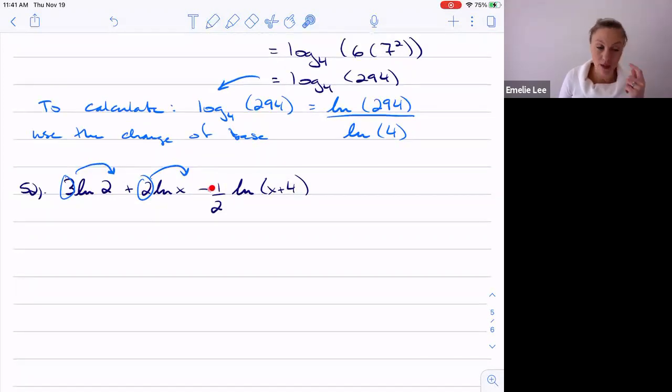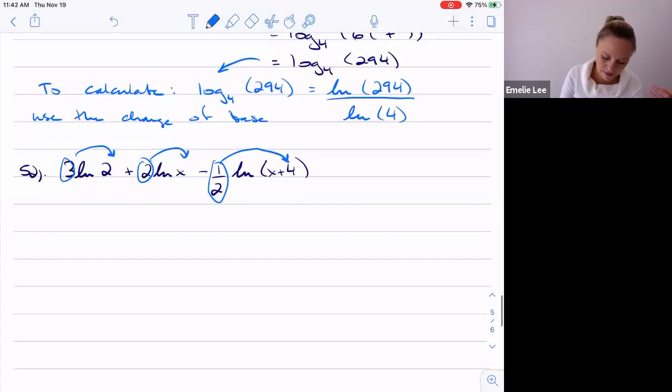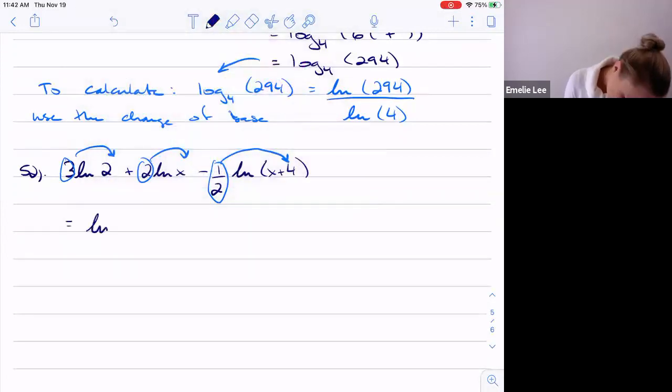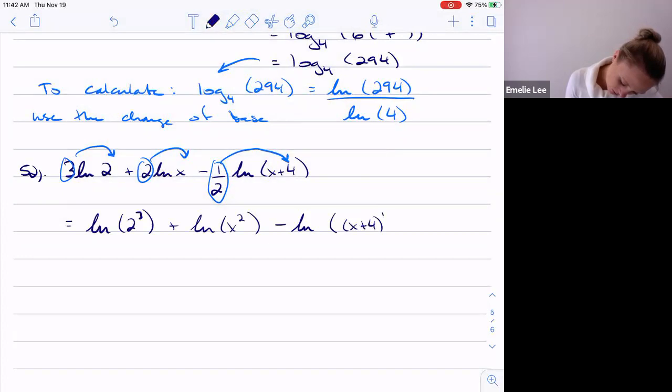I can bring the whole minus 1/2 upstairs, right? Then I have x plus 4 to the power of negative 1/2, which is 1 over the square root of x plus 4. That's one option. Or I can just bring up the 1/2 and then subtract. Notice that we get to the same point anyways. And so what I'll do is I'll just bring the 1/2 upstairs. And so this becomes the ln of 2 to the power of 3 plus the ln of x to the power of 2 minus the ln of x plus 4 to the 1/2. One of the options. Either way, you'll end up at the same location, so just get comfortable with working with these laws.